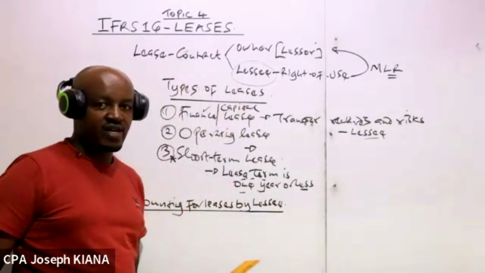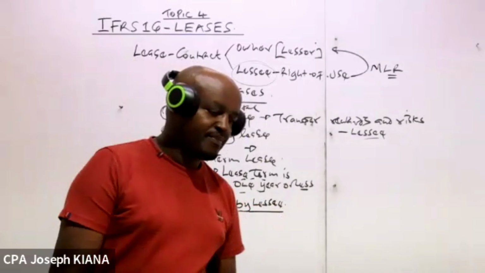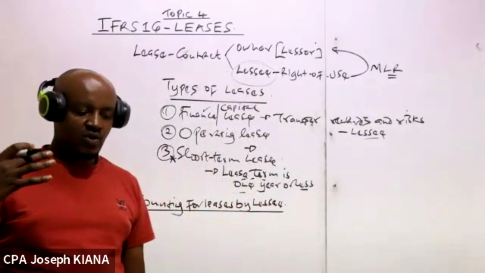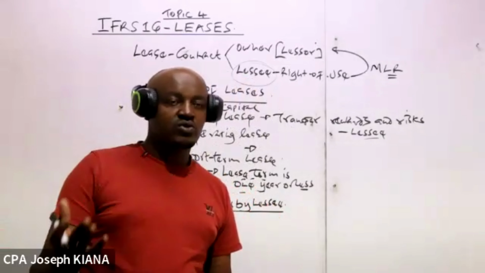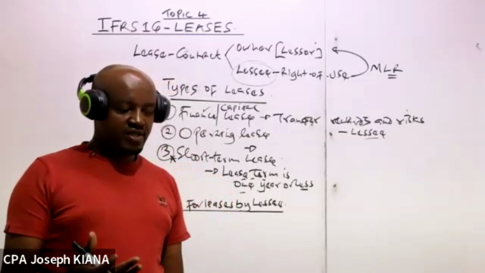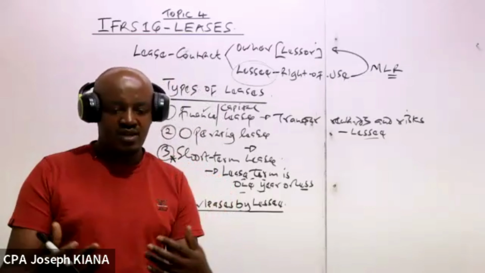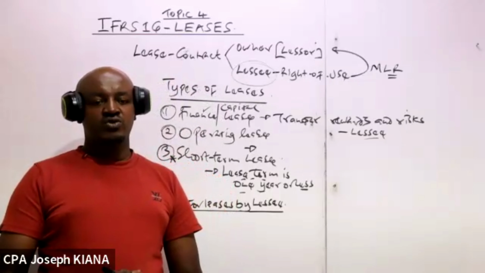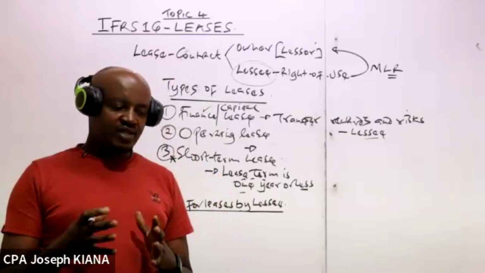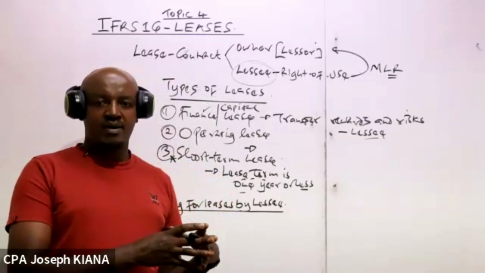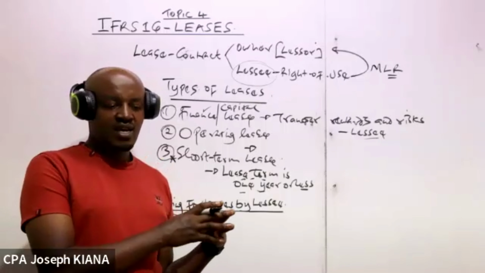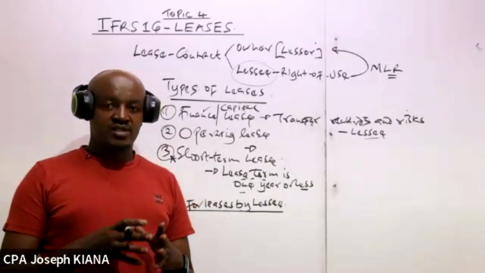Remember, in this case, we have said that the lessee is the person or the party who has been given the right to use the asset, who is given the right of use. So if I own an asset and maybe I've leased that asset out to you, then you are the lessee. Now, how does this party account for the lease in his books of accounts?